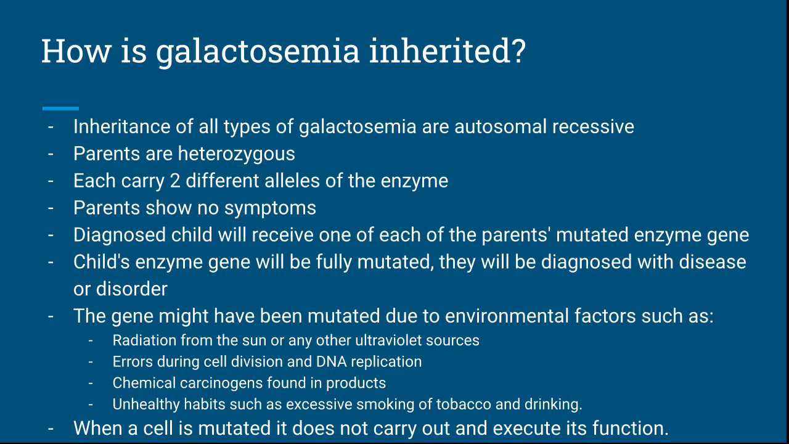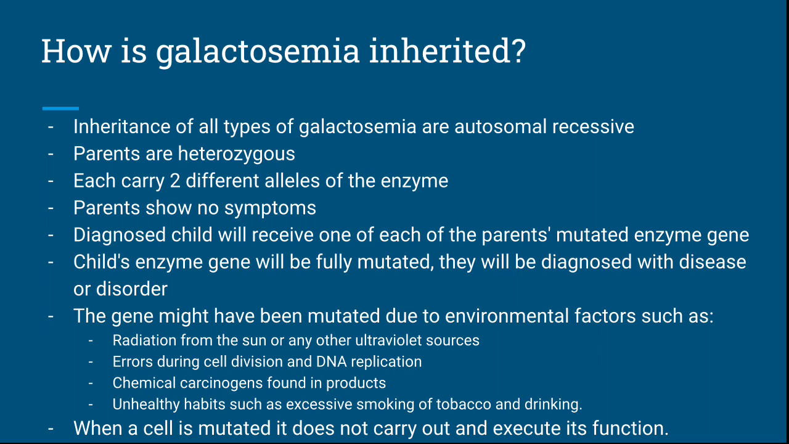As mentioned before, galactosemia is caused by the impaired activity of the enzyme. But what does impaired activity or malfunctioning of an enzyme mean? Well, it means, simply put, that the gene might have been mutated due to environmental factors such as radiation from the sun or any other ultraviolet sources. Or it could also mean that errors during cell division and DNA replication have occurred. Chemical carcinogens found in products, and some unhealthy habits such as excessive smoking of tobacco and drinking, can also cause mutations.